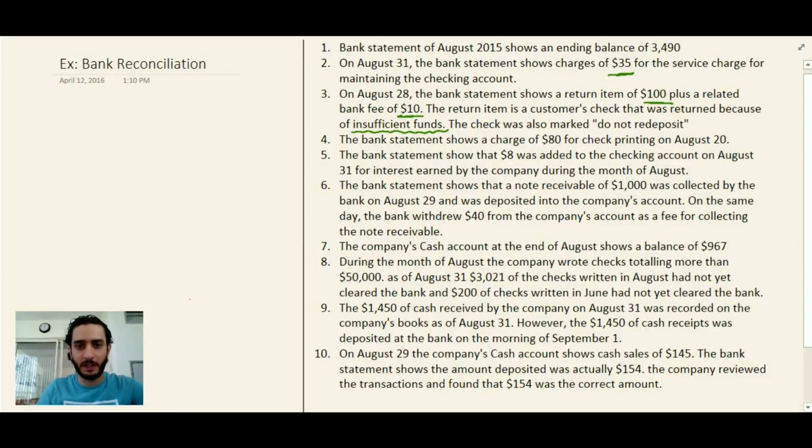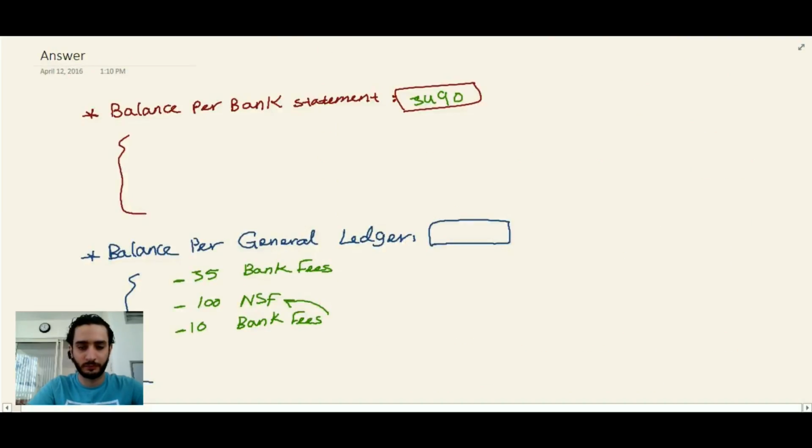Number 4, the bank statement shows a charge of $80 for check printing on August 20th. So for check printing, they gave us some checks and charged $80 for printing these checks. So $80 in bank fees for checks.